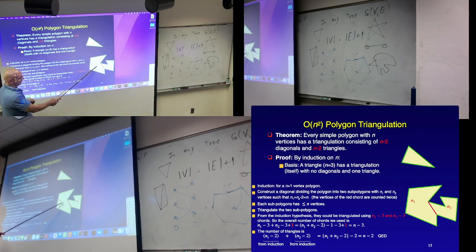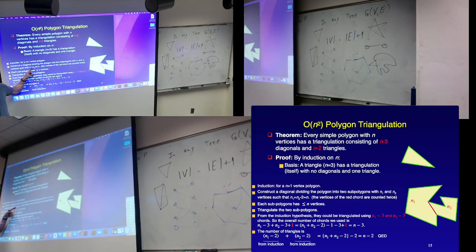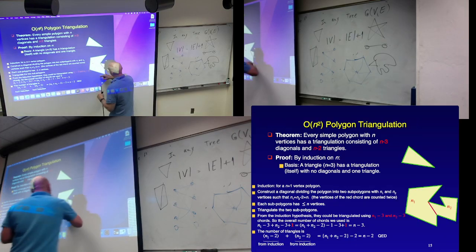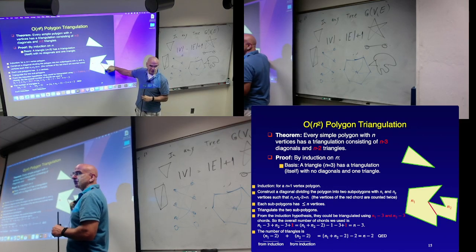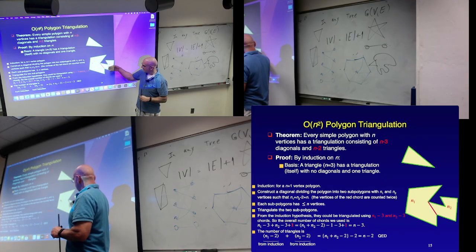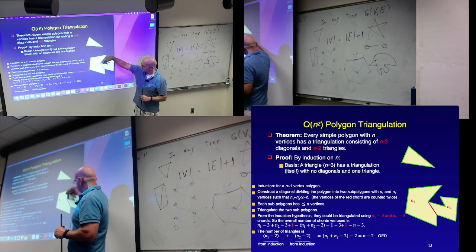This left polygon has n1 vertices. The right polygon has n2 vertices. And what do I know about n1 plus n2? It's almost equal to n, the number of vertices of the original polygon, except that these 2 vertices were counted twice. This one was counted twice, once from the right side and once from the left side. The same goes for this one.